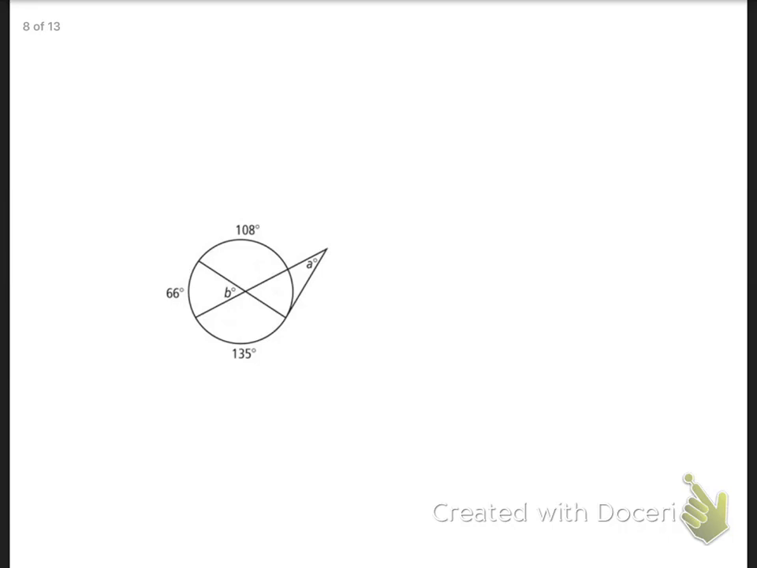Okay, so let's say we want to find B first. I need to find this arc because that's what B is opening up to. So I'm going to do 360 minus everything else. So 135, 66, and 108. And I'm going to get 51. Now I can work angle B.